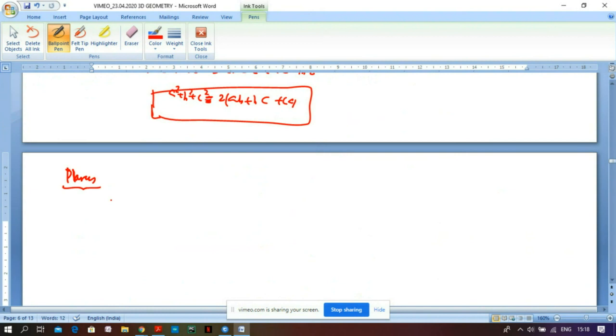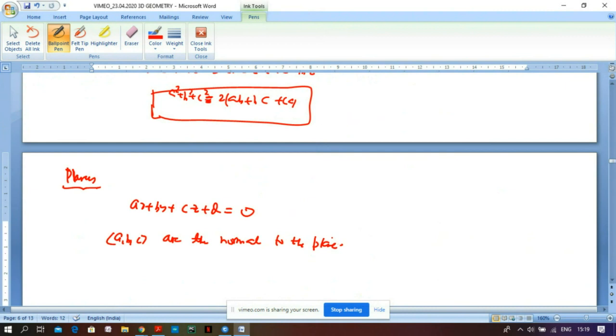Now planes. The most important part of a plane is this: you have ax + by + cz + d = 0. This represents a plane. Of course, a, b, c, d are constants or parameters. And more importantly, the numbers a, b, c are the normal to the plane. They are the normal to the plane.